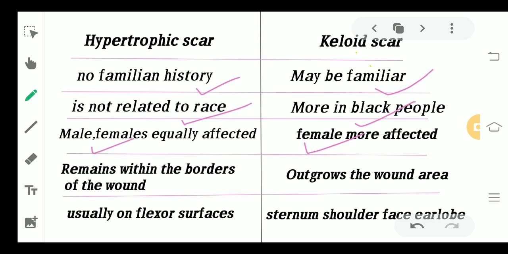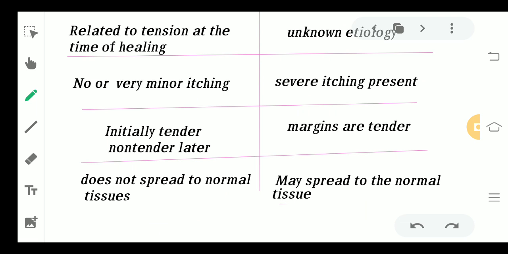Now, hypertrophic scars mainly remain within the border of the wound, whereas your keloid scar will always overgrow the wound area. Usually the hypertrophic scars are found on the flexure surfaces, whereas the keloid scars are found on the sternum, that is the chest region, shoulder, face and the earlobe more prominently. Moving ahead with some other differential features, it is related to the tension at the time of healing. So for example, you had an injury and healing is taking place, and there is any external trauma or tension applied to the healing wound, then it can lead to the formation of hypertrophic scar. But there is no known etiology with the keloid scar.